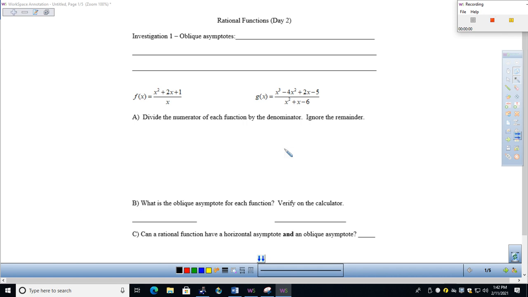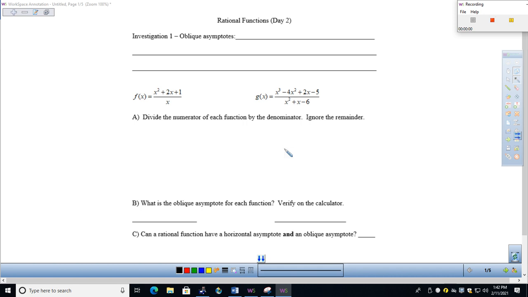Welcome everyone. Today's lesson is entitled Rational Functions Day 2. This would of course be the middle lesson in our 3-day set dealing with rational functions, so it should pick up nicely from where we left off on the first day and then set up the foundation for the culminating day, which we'll see next.